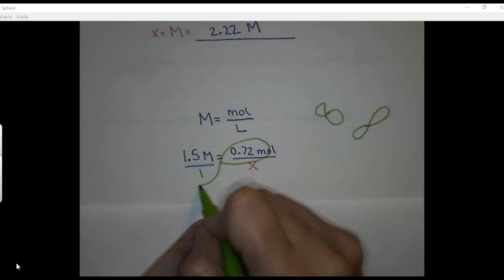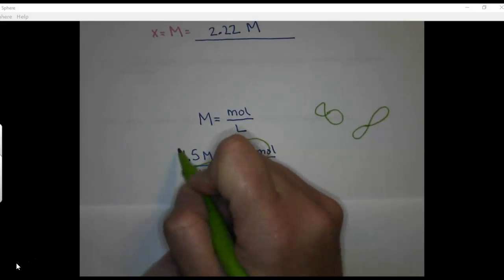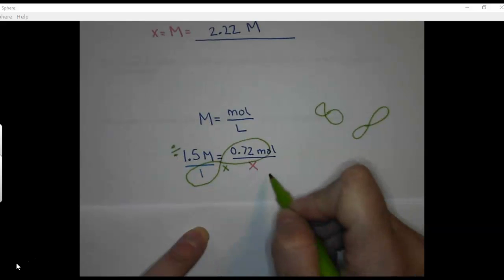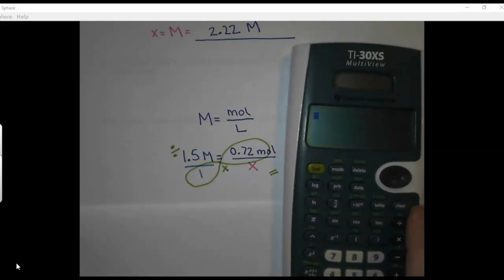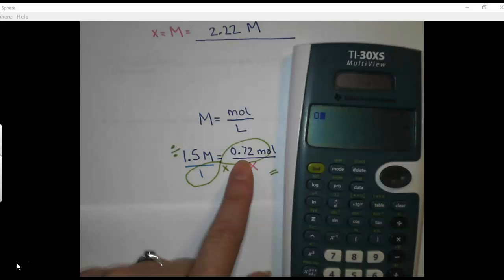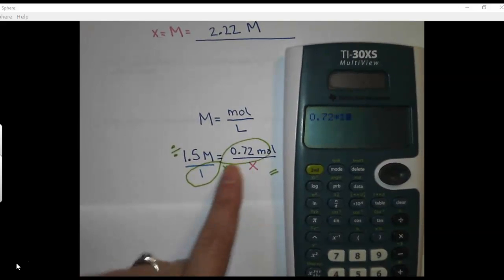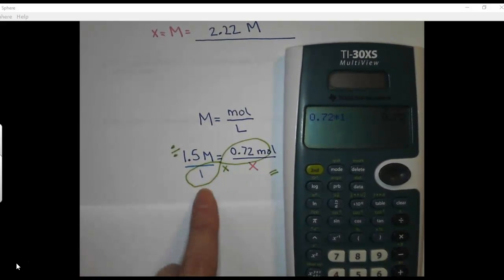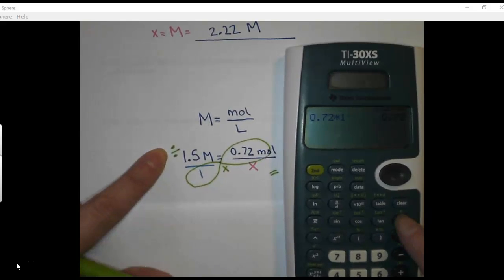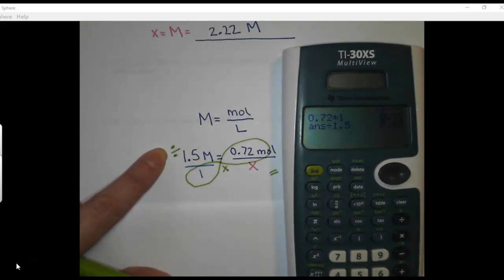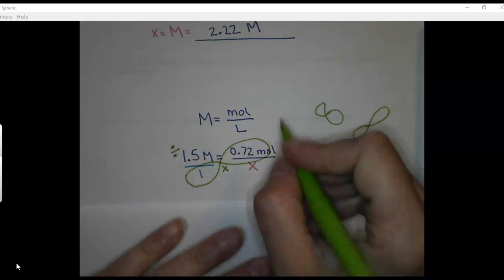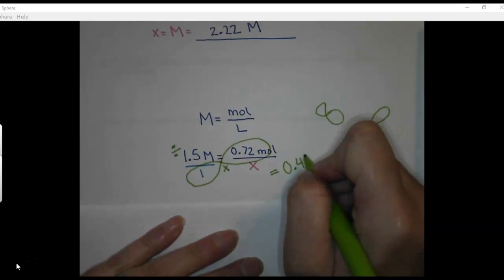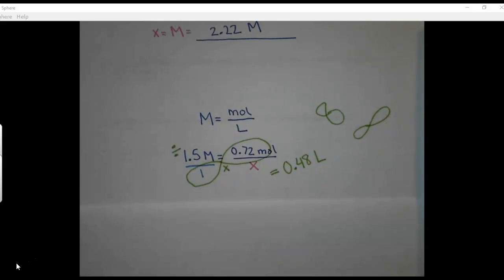This number times this number divided by this number equals that number, okay? That's my same thing as cross multiply and divide. So putting that in my calculator, I've got 0.72 times 1. I'm going to multiply the stuff inside of my 8 divided by 1.5 equals x, 0.48, okay? 0.48, and that's volume, so that's liters, okay?